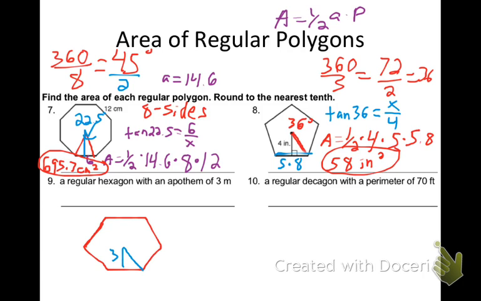How can I find the angle now? How would I find the angle? 360 divided by 6 equals 60. And then I want to take 60 and divide it by 2. And I get that angle is 30 degrees. Nice job.